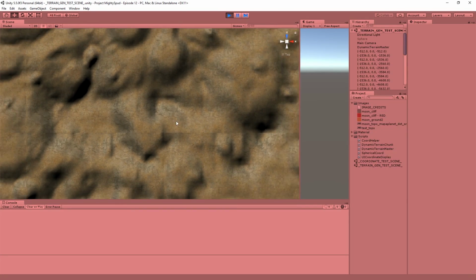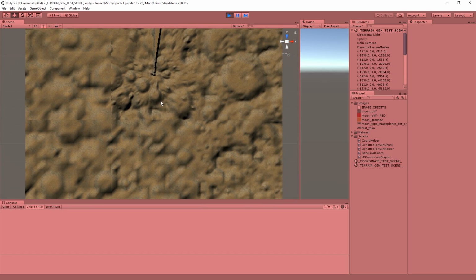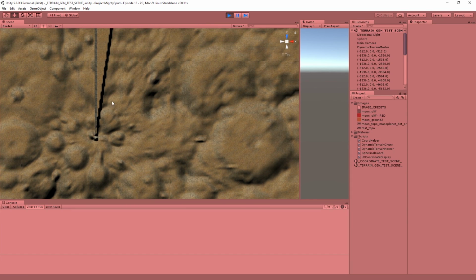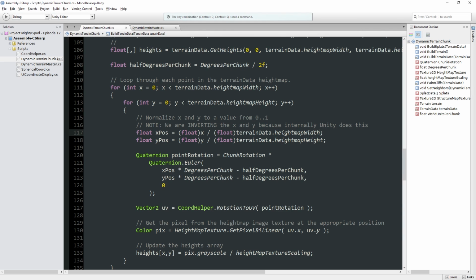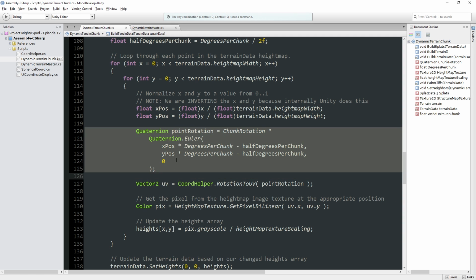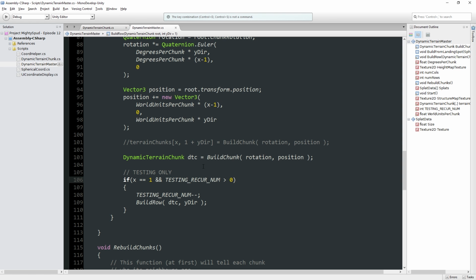But I think that's a contrast between the circular projection and the flat projection. There's a couple of different ways to tune it. This is in our dynamic terrain chunk code, this bit of code here where we're doing this local rotation. The solution might be a little bit of a tweak to this formula here, or there's a couple other things, but again, that's going to be next time.